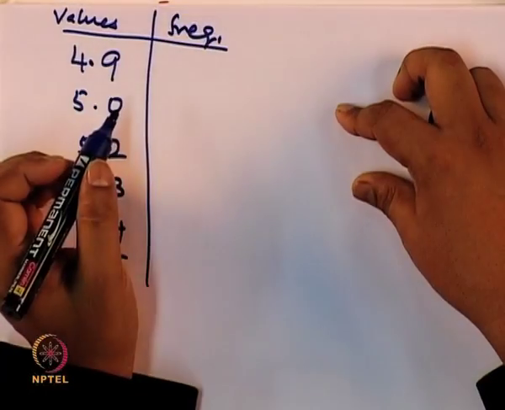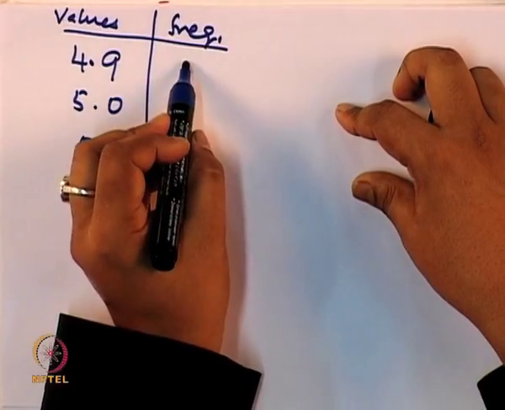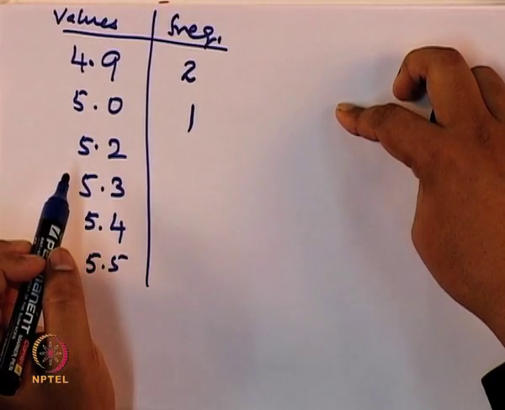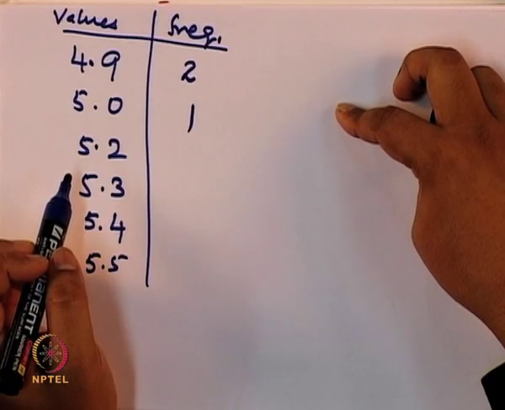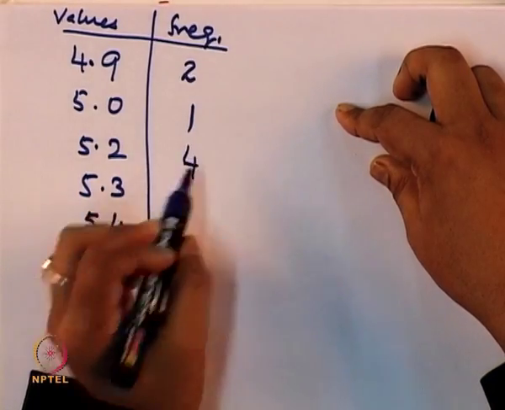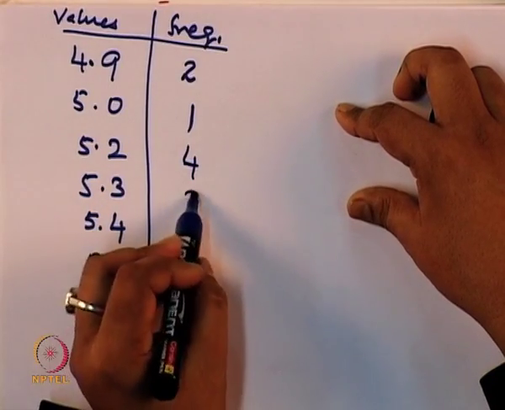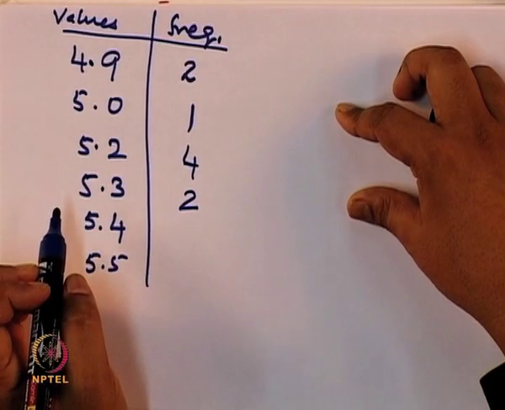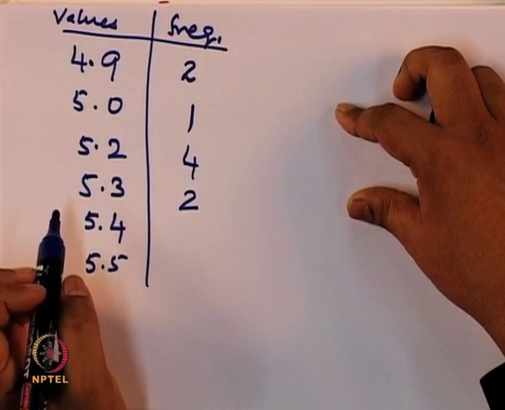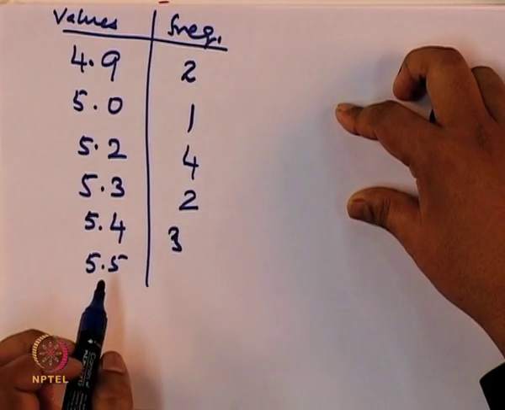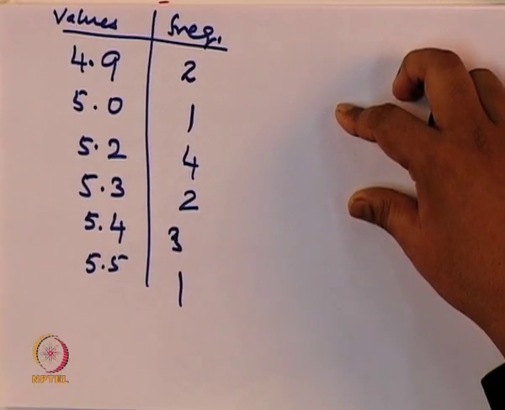Okay. 4.9 appears twice, 5 appears once, 5.2 appears 4 times, 5.3 appears 2 times, 5.4 appears 3 times and 5.5 appears once. Okay.